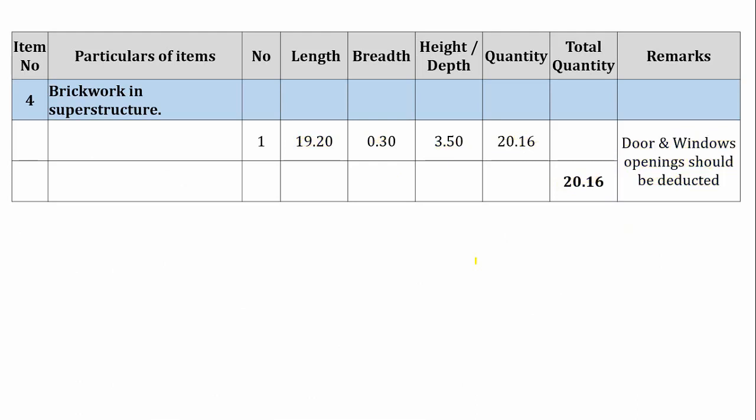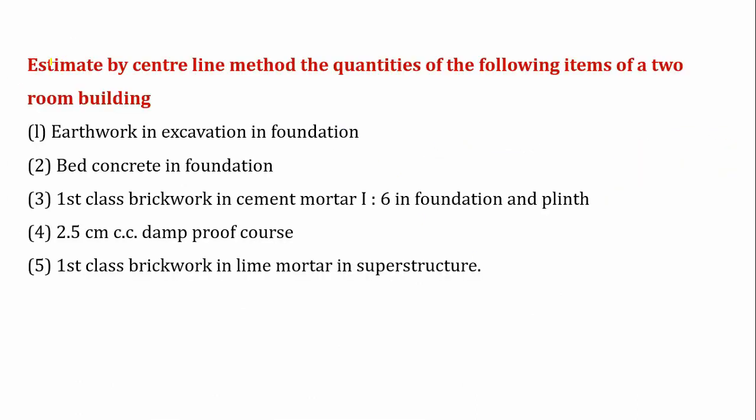Next, we'll go to another problem: we'll try to estimate a 2-room building now. Estimate the 2-room building. These are the things that have to be calculated now: earthwork, bed concrete, brickwork in foundation and plinth, or stone masonry works. You can take this as stone masonry works. The next is DPC and brickwork in cement mortar in superstructure.